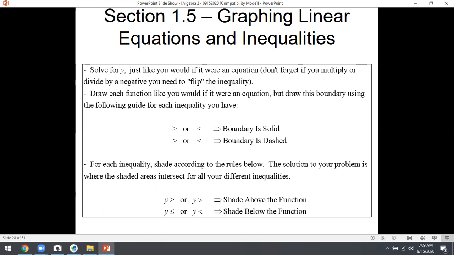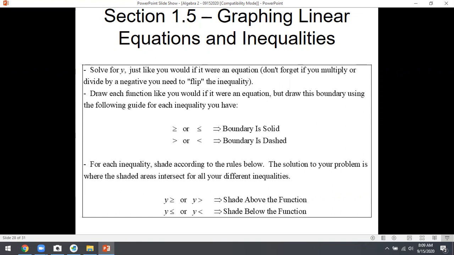Just like an equation, if you're going to graph these, the first thing you need to do is solve for y. If you got an equation y equals 6x plus 2, just like the last example, you could use the intercept and the slope to graph it by hand. You need the same thing for your inequalities. So solve for y first.